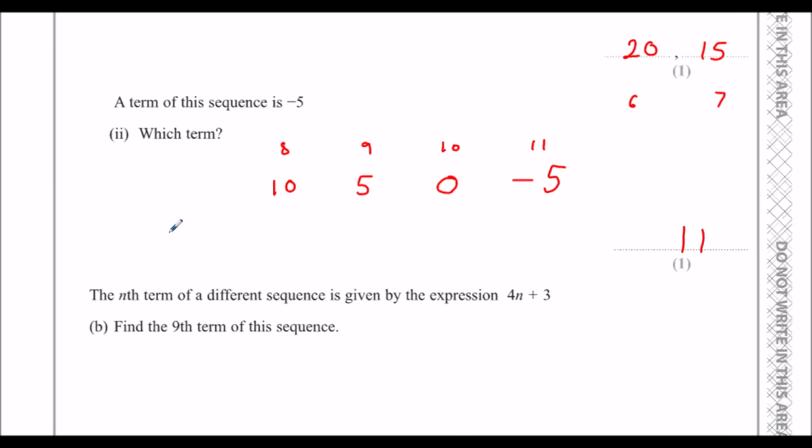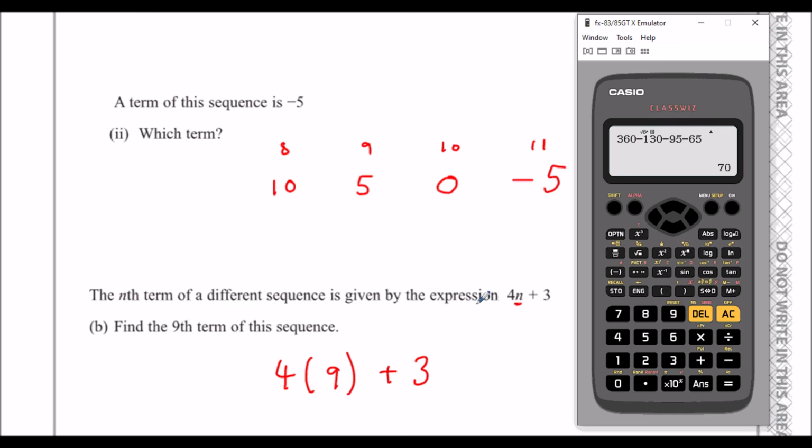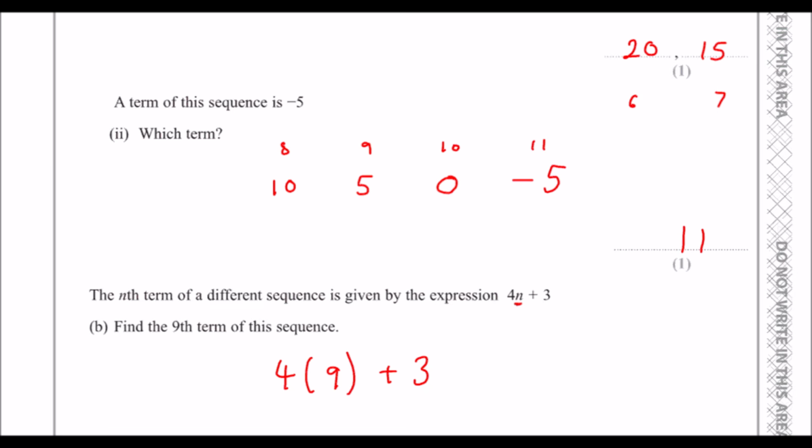The nth term of a different sequence is given by the expression 4n plus 3. Find the 9th term. So for the 9th term, we change n into 9. So we substitute 9 in for n. So it's 4 times 9 plus 3. 4 times 9 plus 3 in the calculator gives us 39.